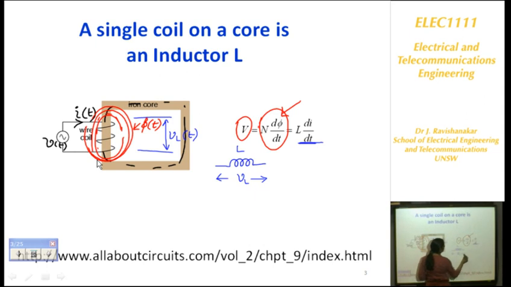And this DL, we already know it is L di/dt. Now according to Faraday's law, this L di/dt is the same as N dφ/dt, where dφ/dt is the rate at which the flux is changing.